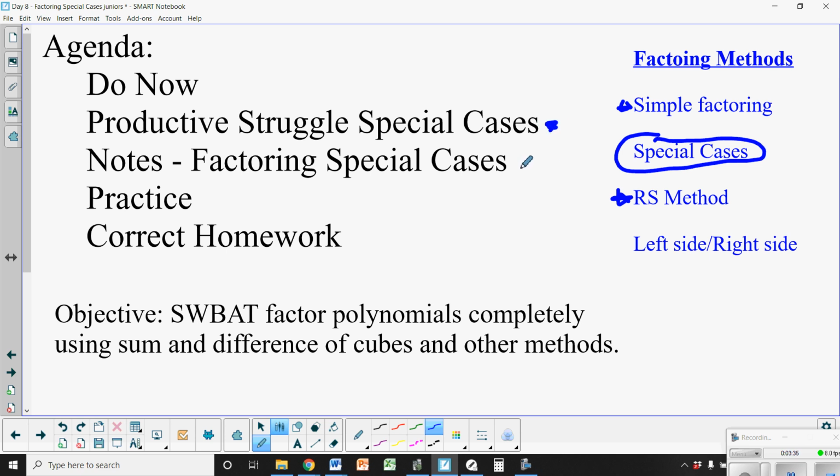And then notes, we'll factor some special cases, and we'll take some notes, and then we'll be doing some practice as well. And again, I'm going to try to keep these under 15 minutes. So if it seems fast, rewatch it. So our objective, we're going to factor polynomials completely using sum and difference of cubes and other methods. These other methods, we'll talk about those as well. So let's get to it.